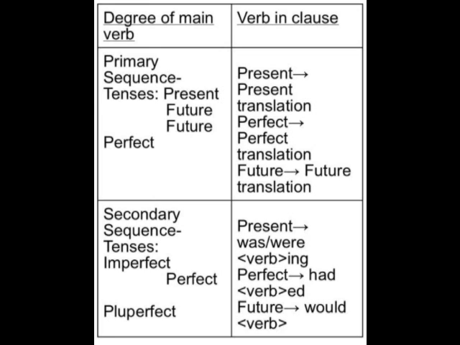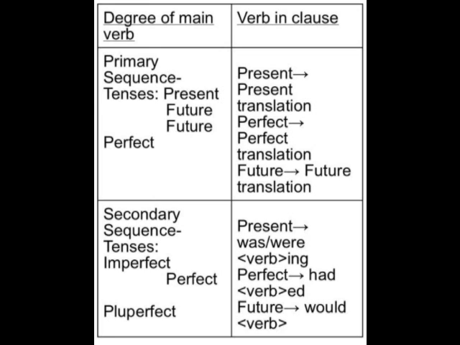If the main verb is present, future, or future perfect, it will be in the primary sequence. When the main verb is in the primary sequence, you will translate the subjunctive using normal indicative translations. If the main verb is imperfect, perfect, or pluperfect, it will be in secondary sequence.